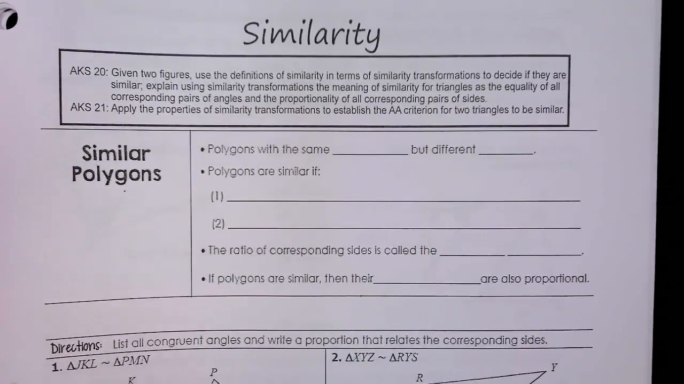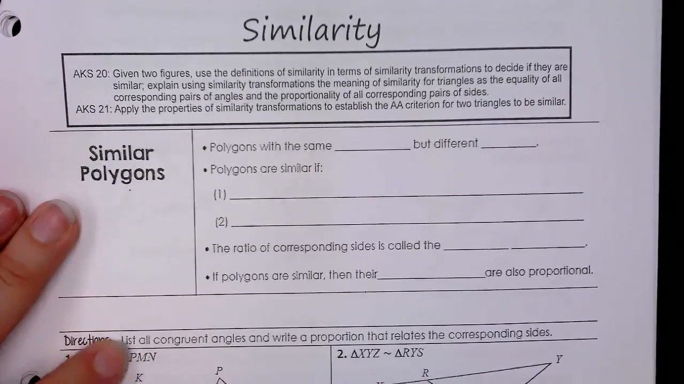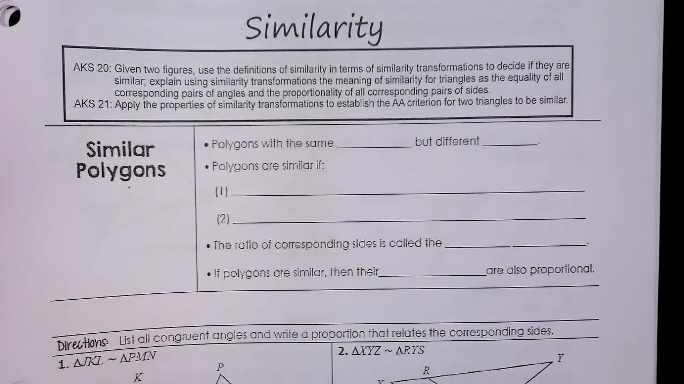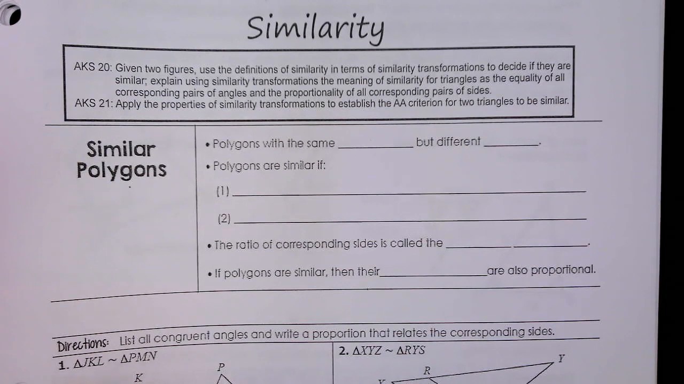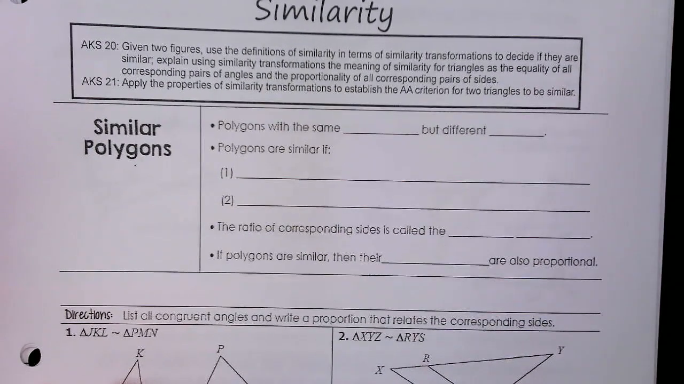Okay, so we're going to go over these similarity notes here. Remember, similarity, we're talking about similar polygons. So two shapes are similar to each other, and it's kind of related to dilations because when we perform a dilation, we are creating two similar figures.